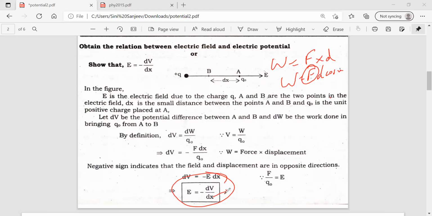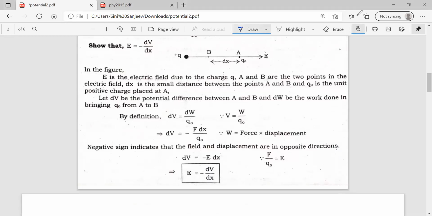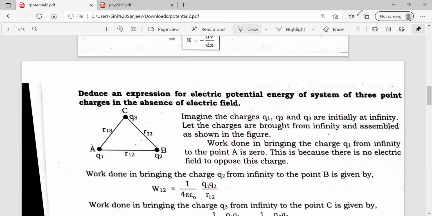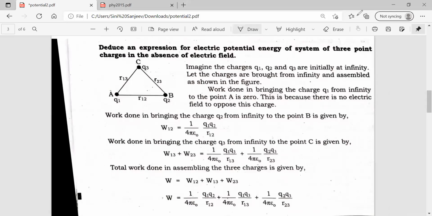Okay, so this, once the class is over, in the offline class I'll explain to you. This is not that important for us, neither for the entrance nor for the board, but the final thing is important. E is equal to minus dV by dx. The most important thing is this particular thing. So I want everyone to pay full attention only to this. After this we'll be doing one problem.